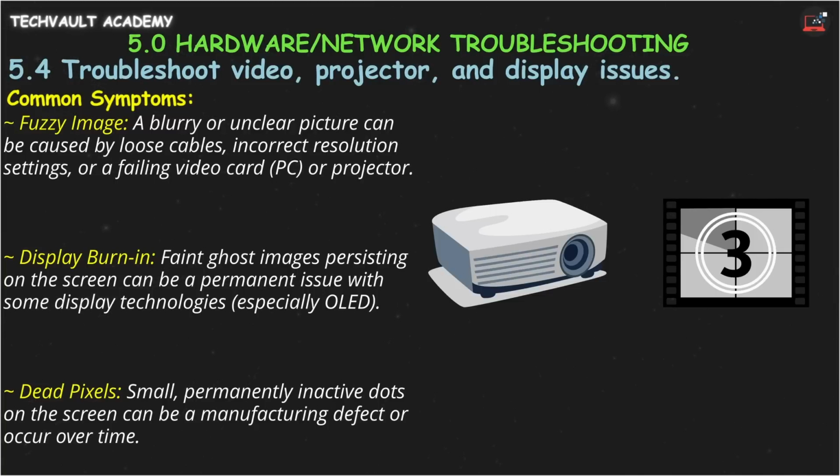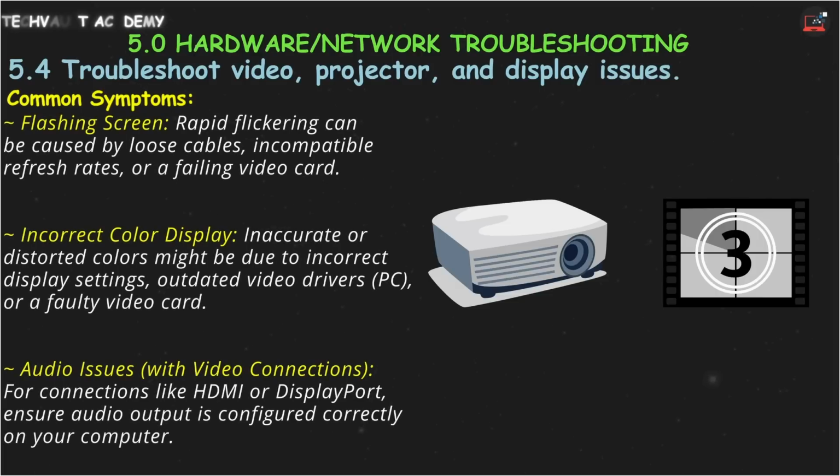Faint ghost images persisting on the screen can be a permanent issue with some display technologies, especially OLED. Dead pixels: small, permanently inactive dots on the screen can be a manufacturing defect or occur over time. Flashing screen: rapid flickering can be caused by loose cables, incompatible refresh rates, or a failing video card. Incorrect color display: inaccurate or distorted colors might be due to incorrect display settings, outdated video drivers, or a faulty video card. Audio issues with video connections: for connections like HDMI or DisplayPort, ensure audio output is configured correctly on your computer.